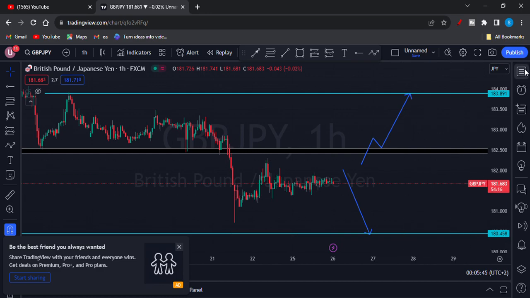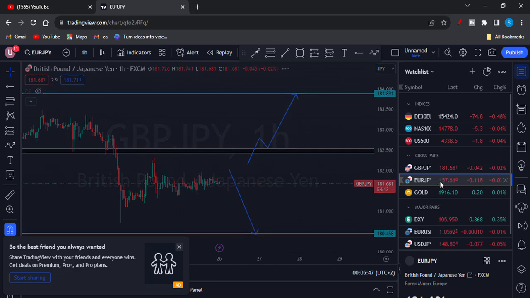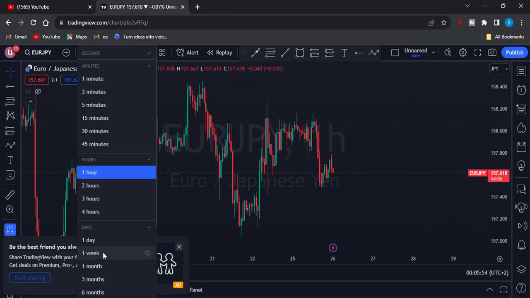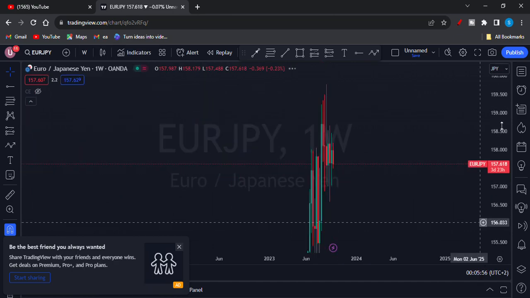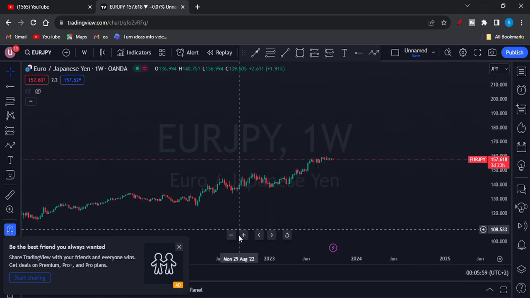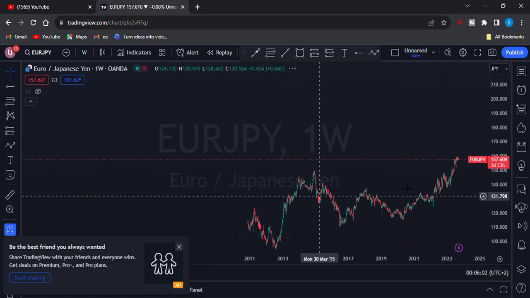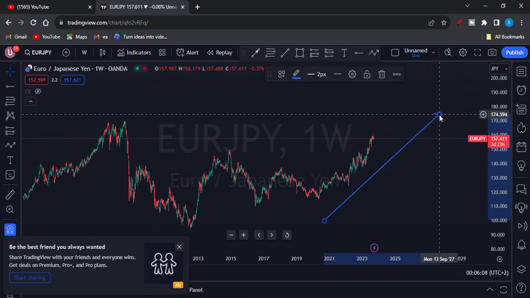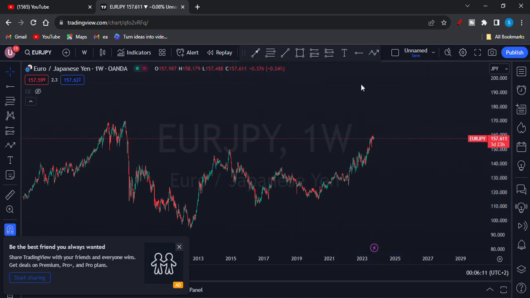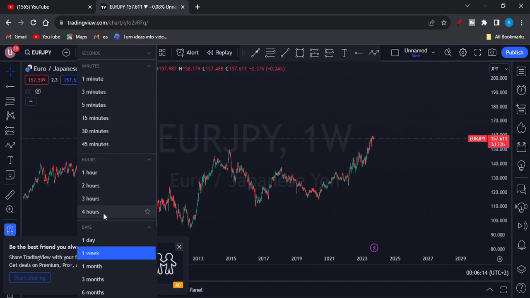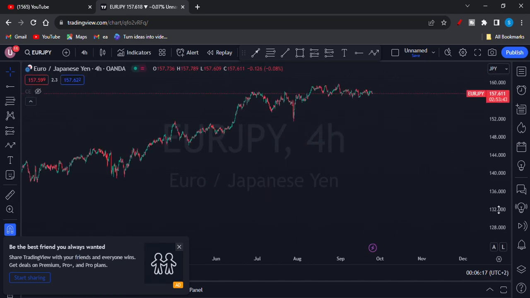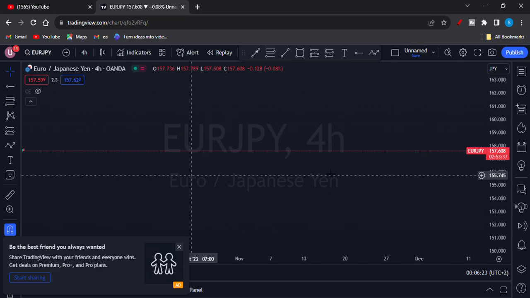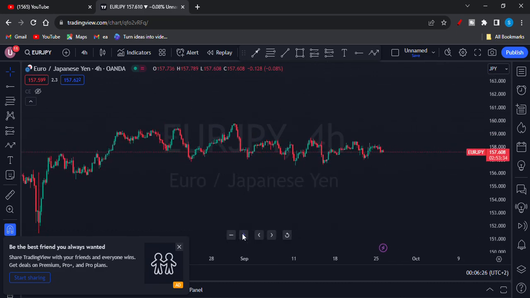So let's go to EURJPY. And then on a weekly, so let's find our overall trend. So on a weekly, we are on an uptrend, and then let's go to our 4-hour. So let me block this so that we can see these candlesticks.